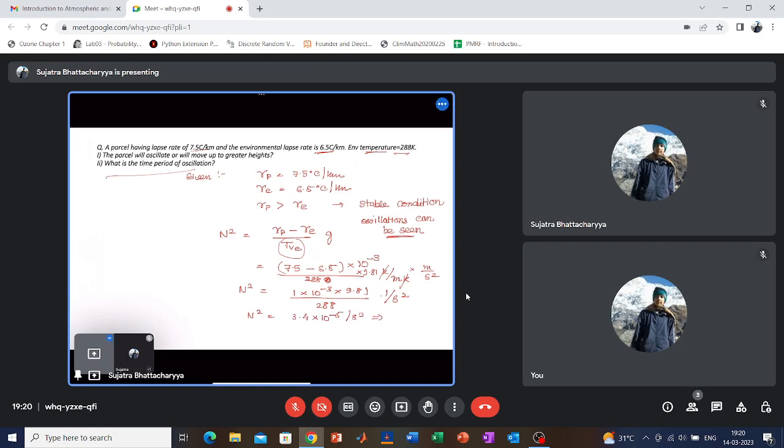Then what is n? This is root of it. It is about 5.83 into 10 to the power minus 3 per second. Now we need time period. Now what will be the time period? T is equal to 1 by n, that is 1 by 5.83 into 10 to the power minus 3. I am just writing 10 cube in the upward side. 1 divided by answer is about 171.3 seconds. This is the time period of oscillation. Okay, this is a complete stability related question that will help to understand your concept.